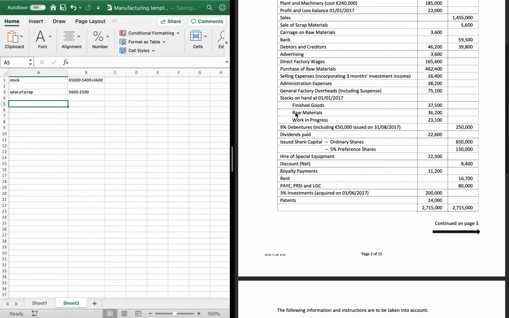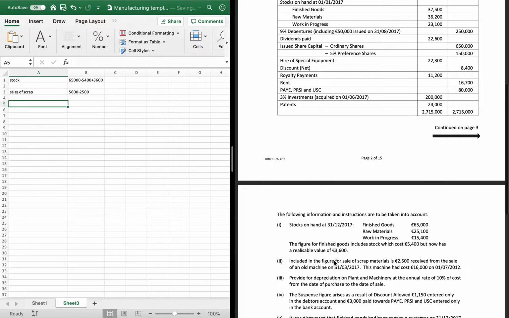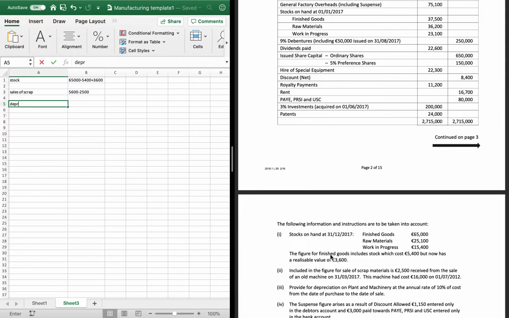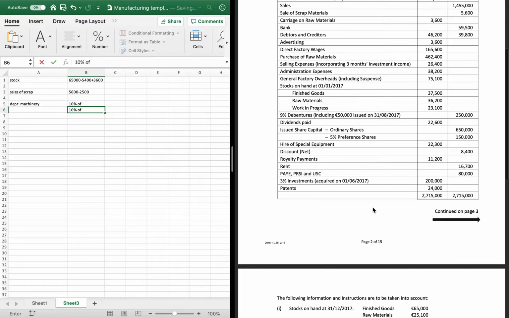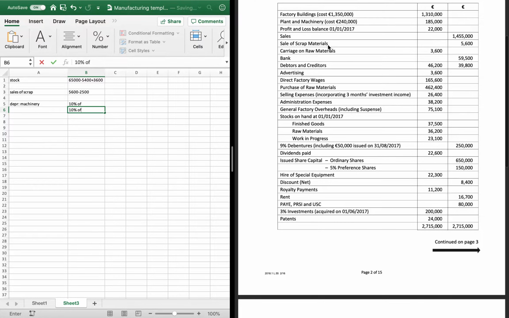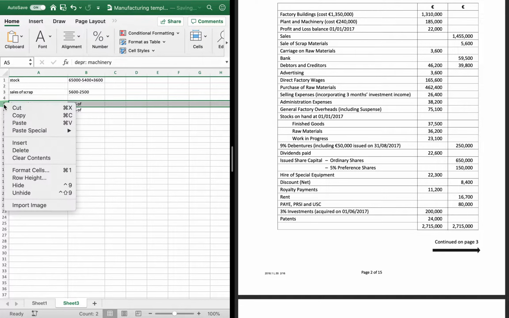Okay, now the next working is the depreciation working. It says provide for depreciation on plant and machinery at the annual rate of 10% of cost from date of purchase to the date of sale. So we have depreciation of machinery, and it's 10%, from date of purchase to date of sale. So I'm going to write that down twice. We've got our machinery started off as 240,000, which I really should put in here. So I'll do that first.